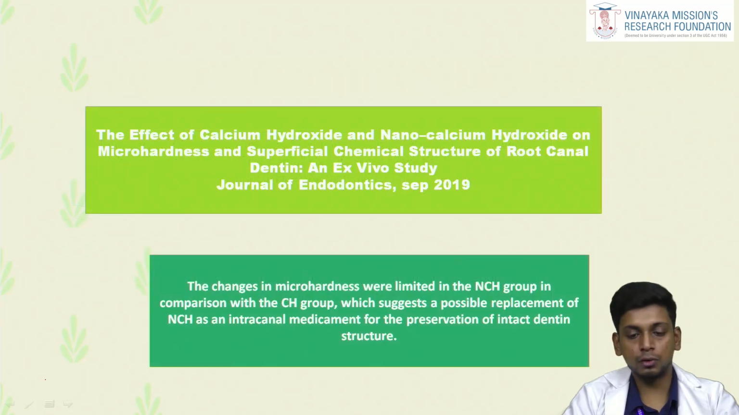The effect of calcium hydroxide and nano calcium hydroxide on microhardness and superficial chemical structure of root canal dentin was studied. This was published in the Journal of Endodontics in the year 2019. The changes in microhardness were limited in the NCH group in comparison with the calcium hydroxide group, which suggests a possible replacement of calcium hydroxide with NCH as an intracanal medicament for the preservation of intact dentin structure.